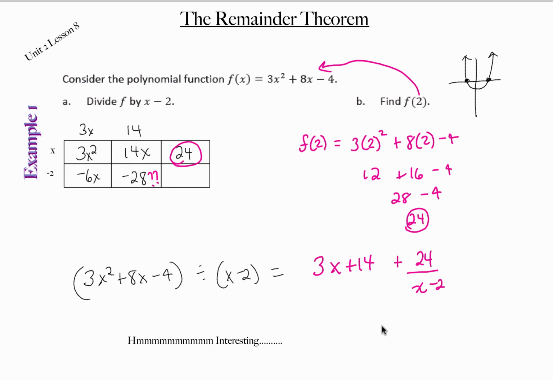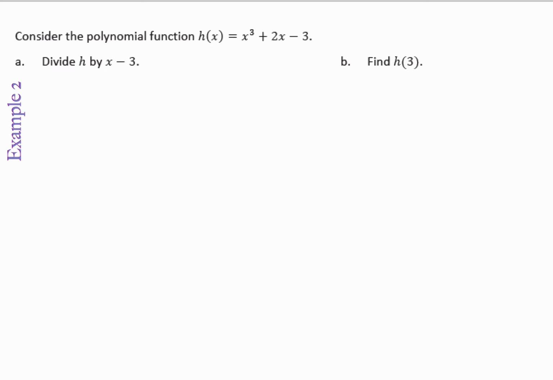Interesting. Let's try that again. I've got a cubic here, so I know it goes one tail down, then one tail up, because it's raised to the 3rd power and the leading coefficient is positive. I'm going to divide by x minus 3. And now I'm going to do this one by long division, since you're going to be required to understand both.